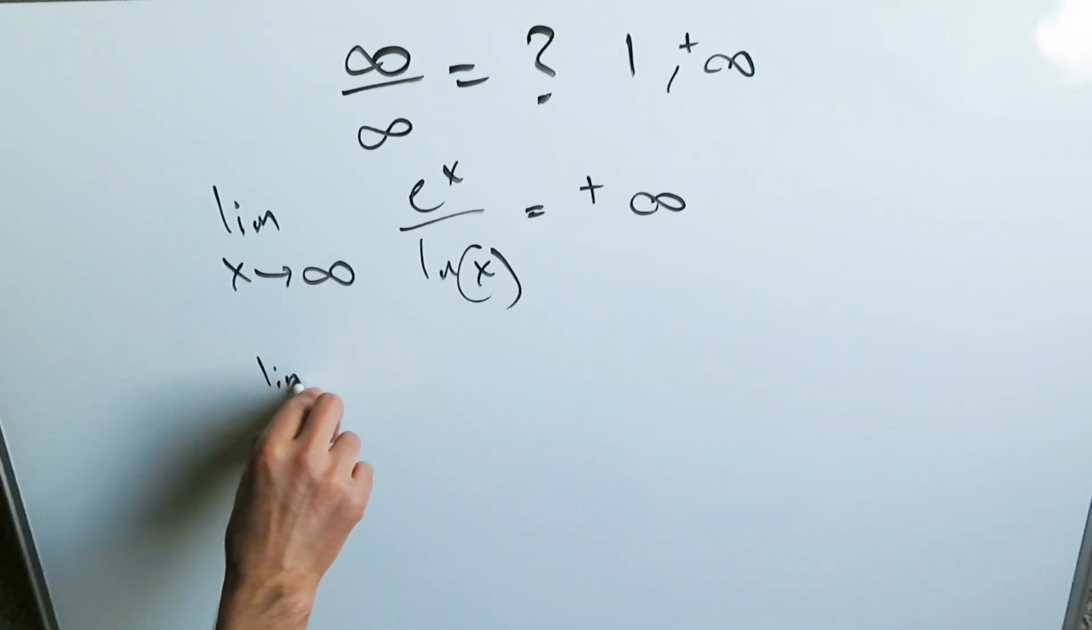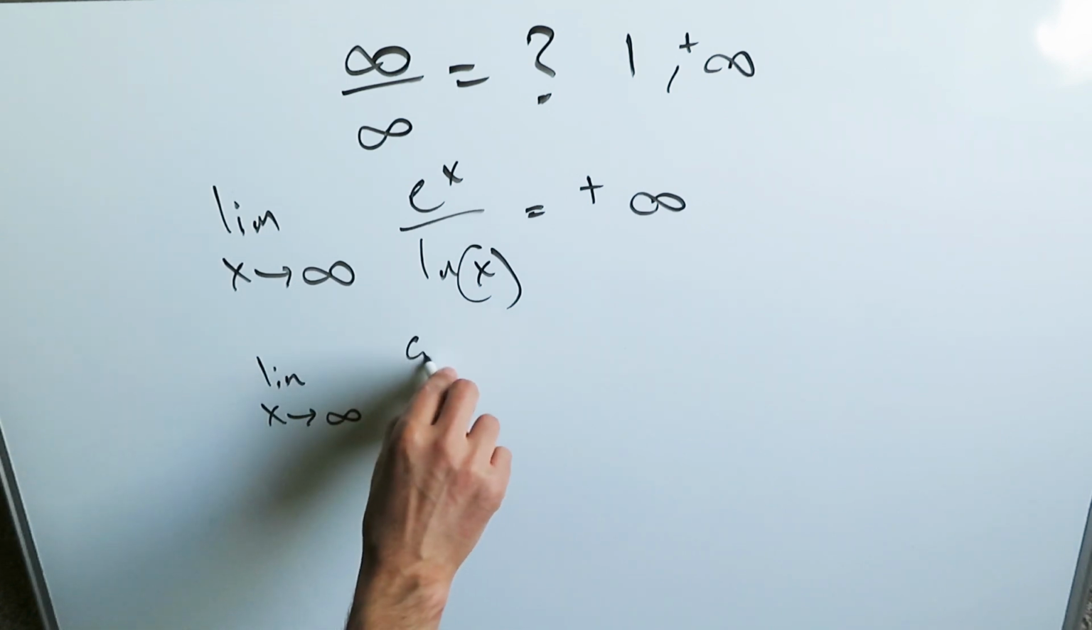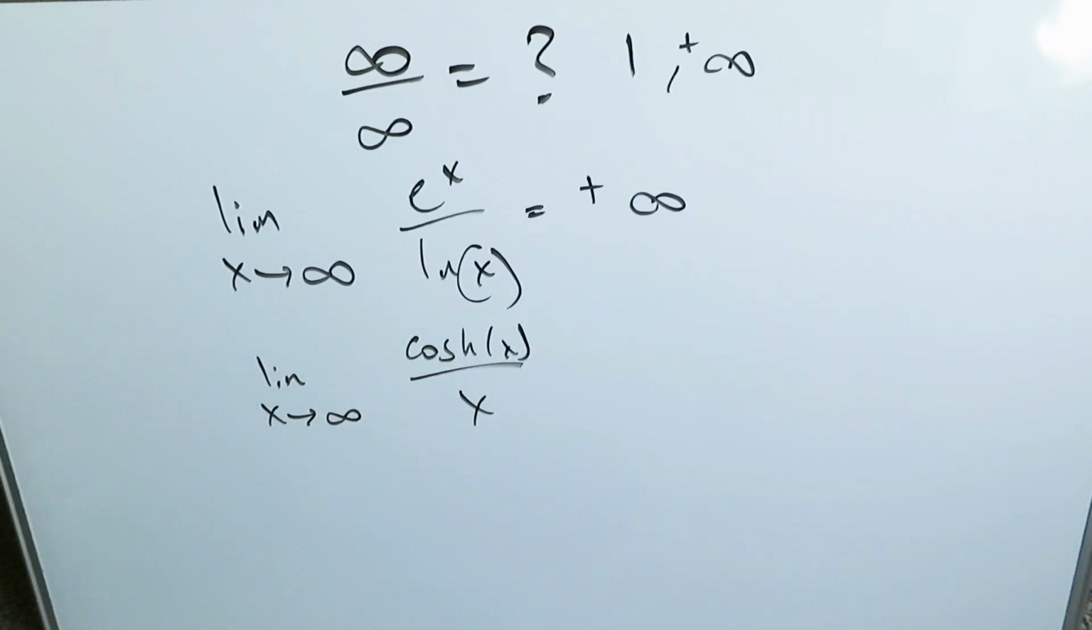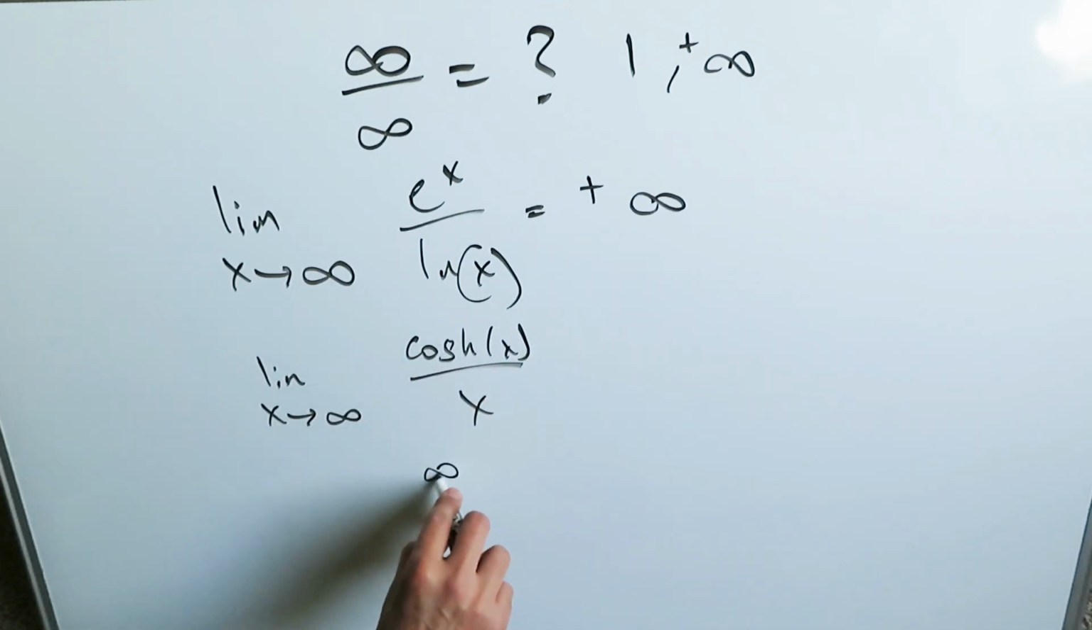You even have this example. Limit as x approaches infinity, I have hyperbolic cosine x divided by x. Independently, both of these functions arrive at infinity. So we have an infinity over infinity.